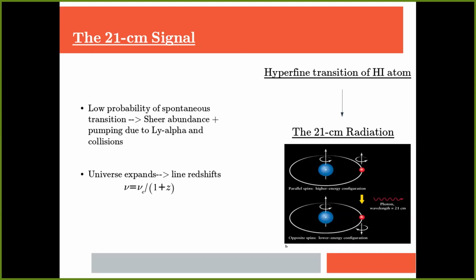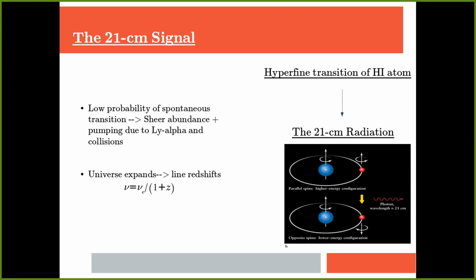Okay. So what we are trying to do is look into the EoR and cosmic dawn using the hyperfine transition of neutral hydrogen, which emits radiation at 21 centimeter. Now, the probability of spontaneous emission for this particular line is actually very low. The Einstein A coefficient is of the order of 10 to the power minus 15 per second, which corresponds to a lifetime of around 10 to the power 7 years.